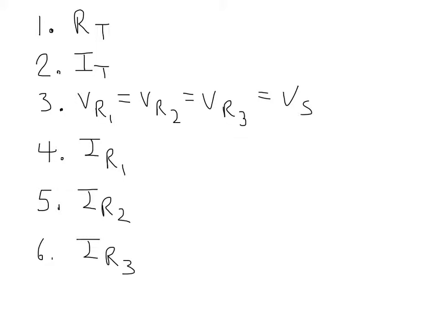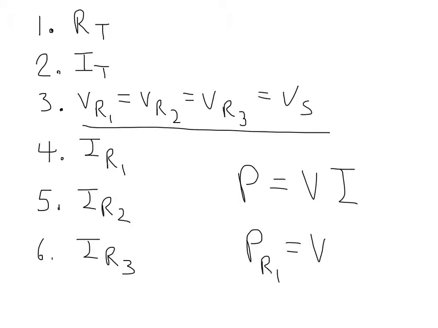And then lastly, we find the power dissipation for each resistor, and that's simply V times I. For example, if I'm looking for the power dissipated in resistor R1, then I would take the voltage across R1, which you know is the same, and multiply it by the current through R1. And that is how you work a parallel circuit.